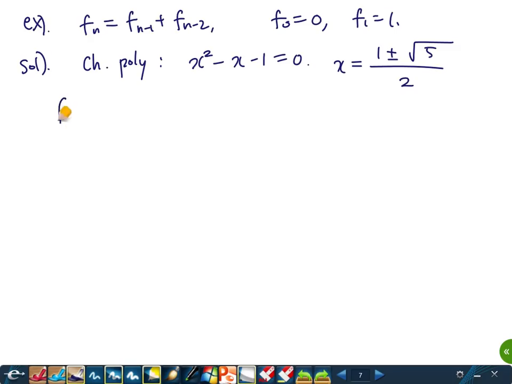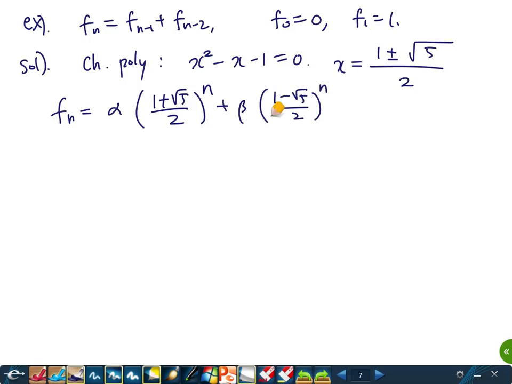That means for Fn, we must be able to find alpha and beta such that the general solution must look like this, for some constants alpha and beta. All we need to do now is to find these two constants. How can you find these constants? Using the two initial conditions. What is f0 from here? It's alpha plus beta. This is 0, right?